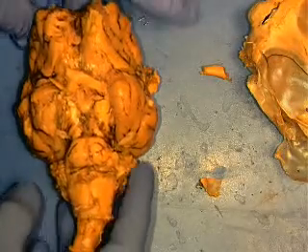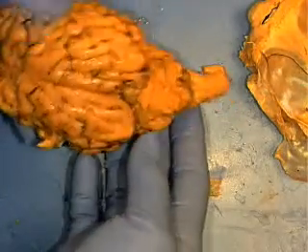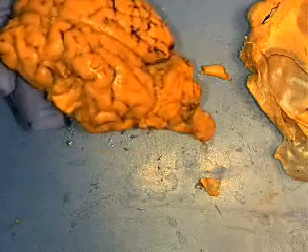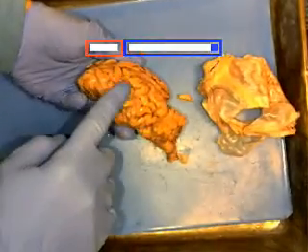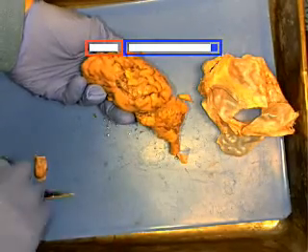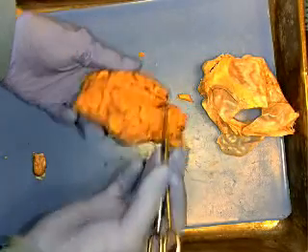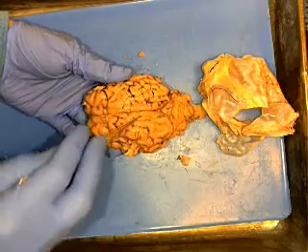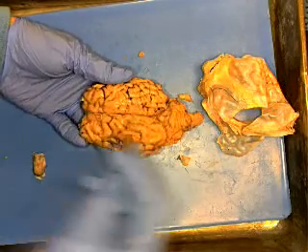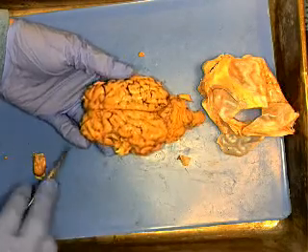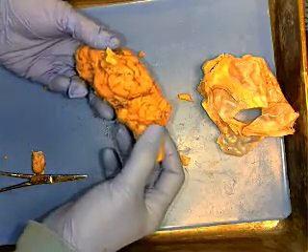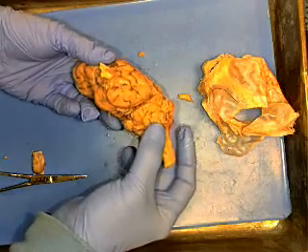Okay, so let's look at some major parts of this brain now that I have the meninges off. When we're looking at the brain, we have the largest part of the brain, which is called the cerebrum. So this is all cerebrum. These are the cerebral surfaces, and you can see where it's divided into the right hemisphere and the left hemisphere by the longitudinal fissure.